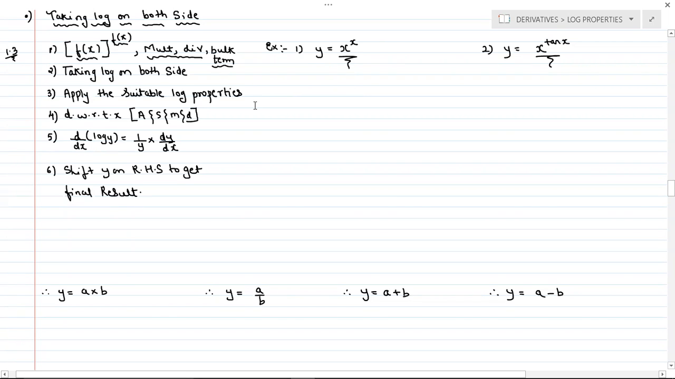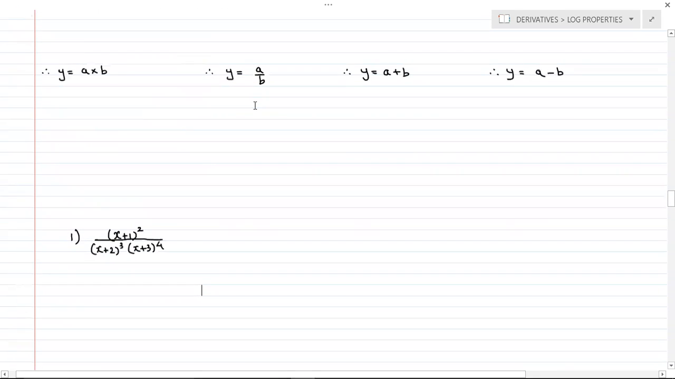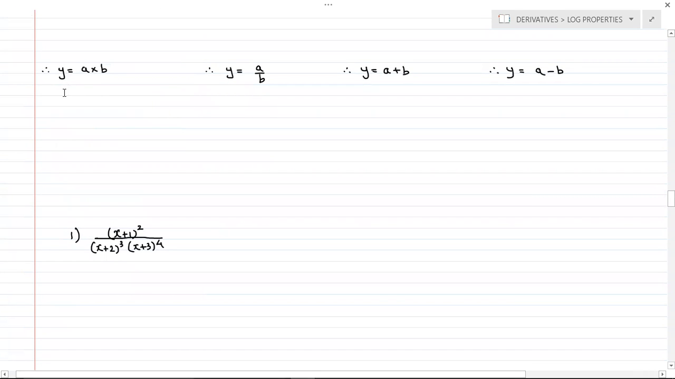Sir, suppose in between if plus and minus come, why can we not use the concept of taking log on both the sides? Okay, so that part I will explain here. Suppose we consider this as the example, where the connection between the terms is multiplication, division, plus and minus. So let's take log on both the sides and check what will happen.